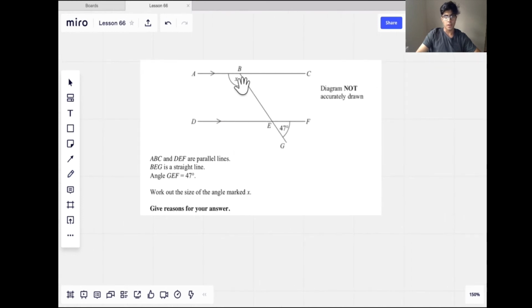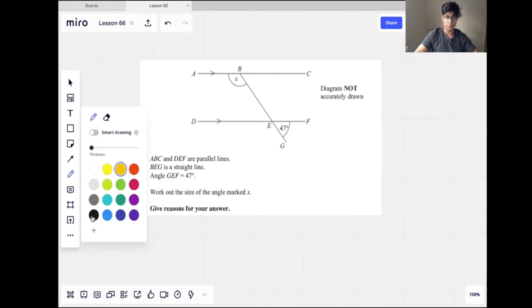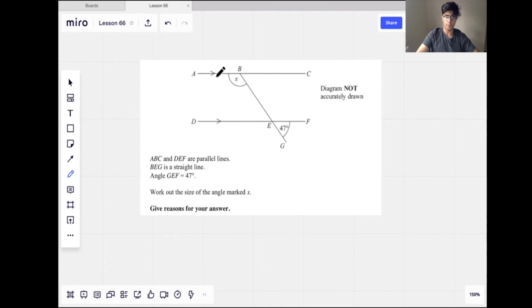You're given an unknown and you're given another angle, and you're asked to work out the angle marked x. So ABC and DEF are parallel lines. And look, we've got the arrow here to show it, or not prove it, but the diagram showing it. And BEG is a straight line, another straight line. And the angle GEF is 47. Work out the size of the angle marked x.